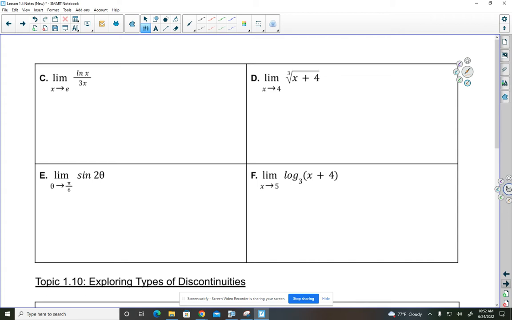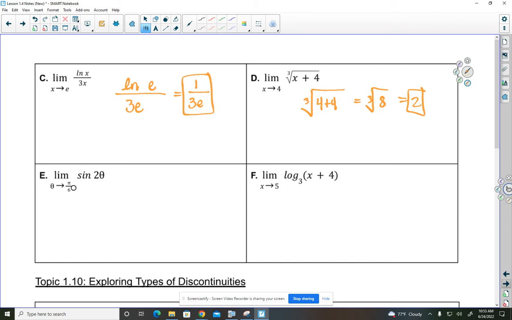Getting into some natural log functions and trig functions, just good things to review. If I directly substitute e in for x, we get the natural log of e over 3e. The natural log of e is just 1, and so 1 over 3e would be our limit. Part D, directly substitute your 4. That would be the cube root of 8, which we know is 2.